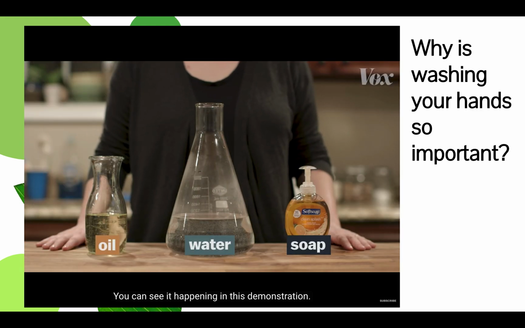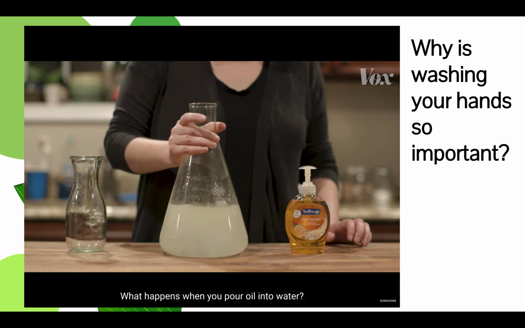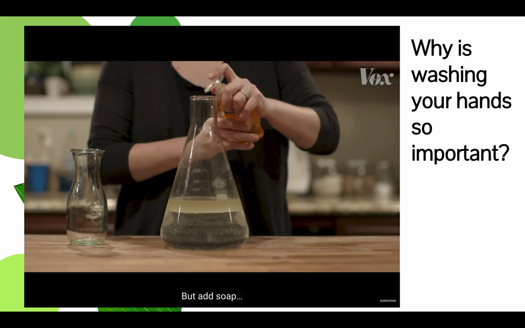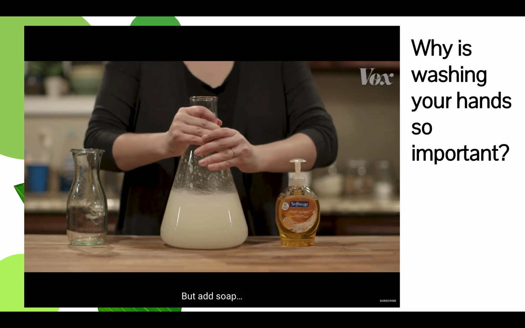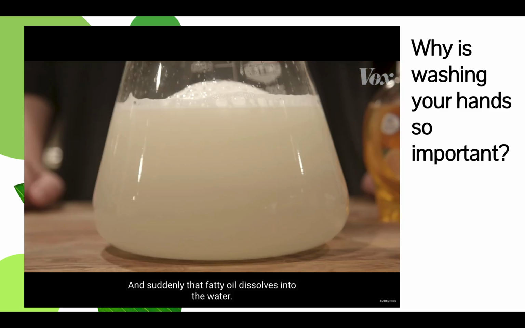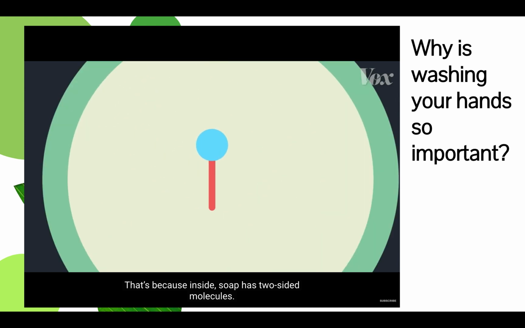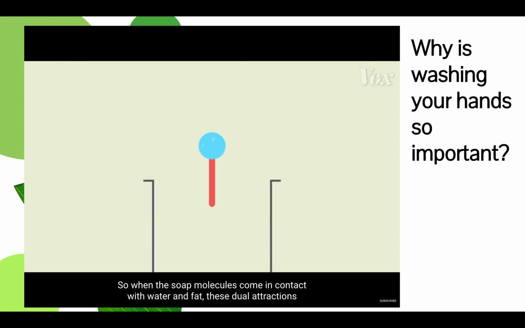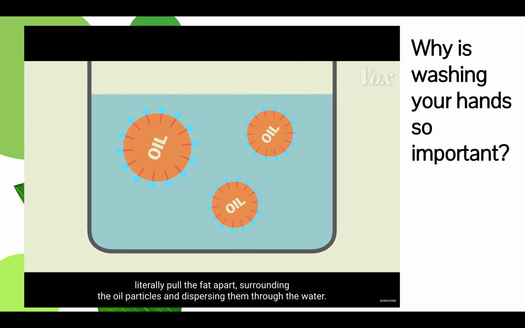You can see it happening in this demonstration. Oils are just liquid fats. What happens when you pour oil into water? It floats. It doesn't mix. But add soap, and suddenly that fatty oil dissolves into the water. That's because inside, soap has two-sided molecules. One end of the molecule is attracted to water, the other end to fat. So when the soap molecules come in contact with water and fat, these dual attractions literally pull the fat apart, surrounding the oil particles and dispersing them through the water.